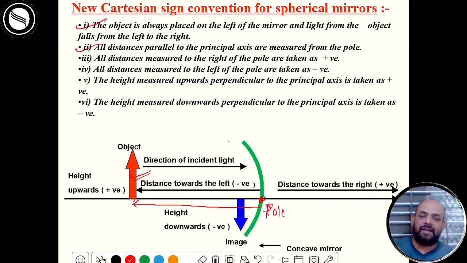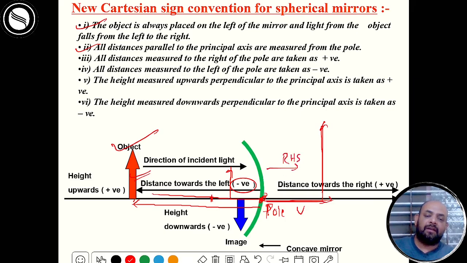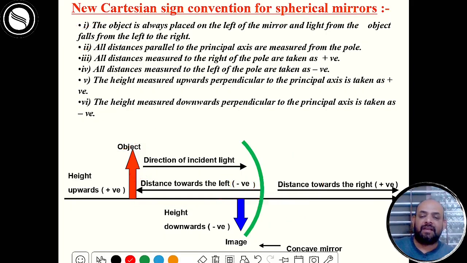So the first rule is that we have to place the object left hand side to the mirror. The second rule is that we have to measure all distances from the pole itself. When you are going left hand side to measure it, then it will be negative. When you are going right hand side to measure something, like sometimes the image will form, as in the sixth situation of the concave mirror, when you place the object between pole and focus, the image will form somewhere behind the mirror. To measure this image distance, we have to go right hand side. So whenever you measure something right hand side, it will be positive. When you measure something left hand side, it will be negative.